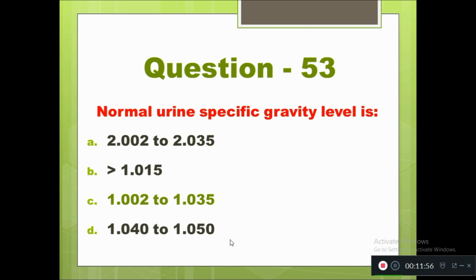If you are having above 1.0, that indicates hypovolemic, and the above 1.035, that indicates frank dehydration. So this is not the nearest level of normal urine specific gravity. 2.00 to 2.035 is totally abnormal level.